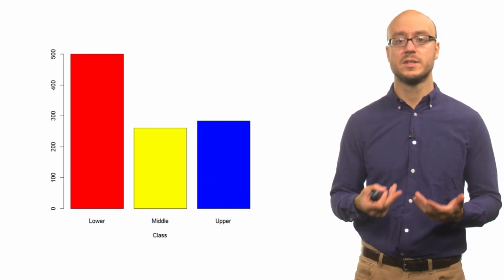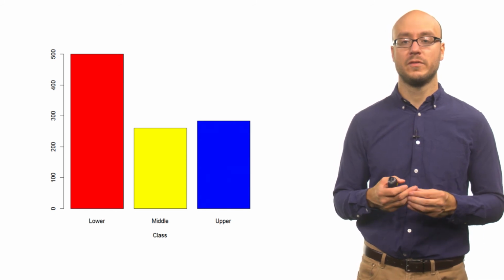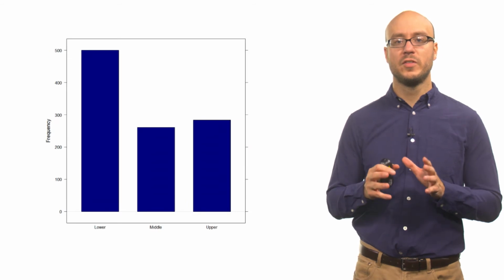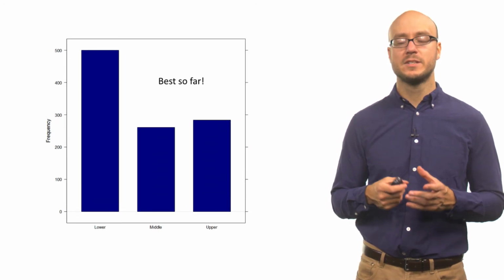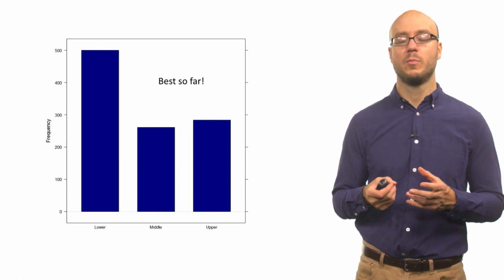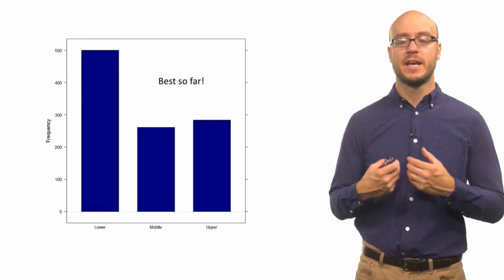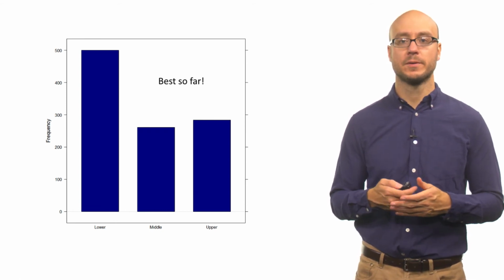The reader already knows that these different categories are part of the same categorical variable. So we should also avoid the color. When we remove the color, we have this kind of bar graph. And this is really better. This is a bar graph with a higher data to ink ratio, meaning you're saying more about the data with less ink on the paper.